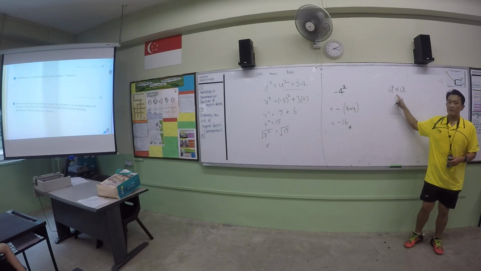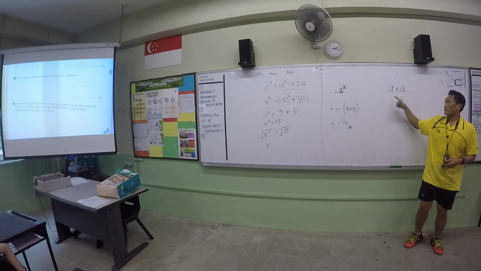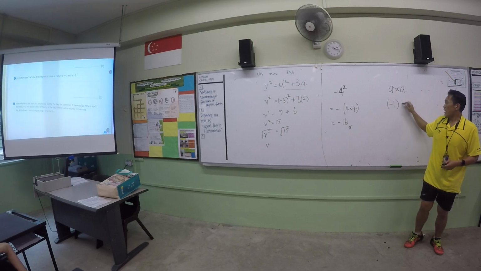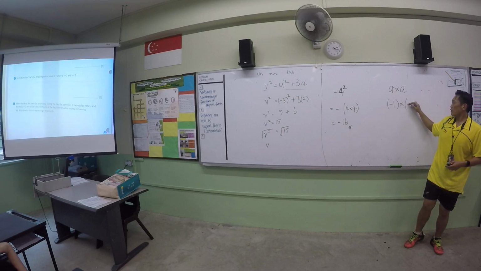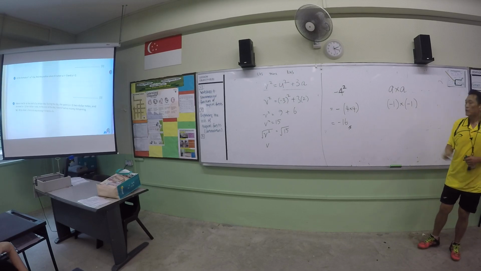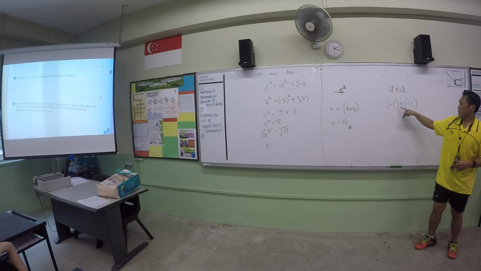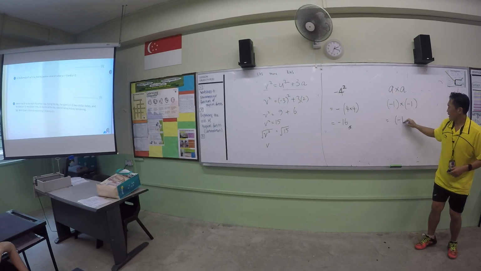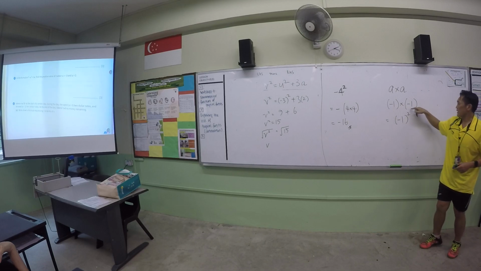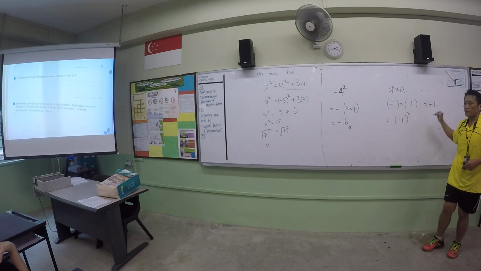I want to find A times A. But the value of A is negative 1. So I actually want you to find what is negative 1 times negative 1. If I want to find negative 1 times negative 1, the whole of negative 1 is being squared. Negative 1 times negative 1, negative times negative is equal to positive 1.